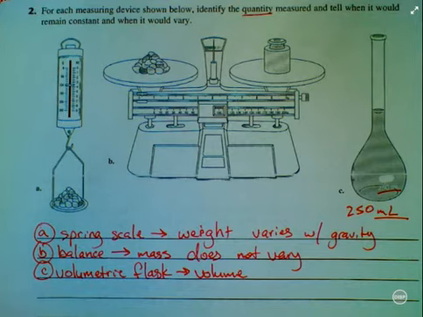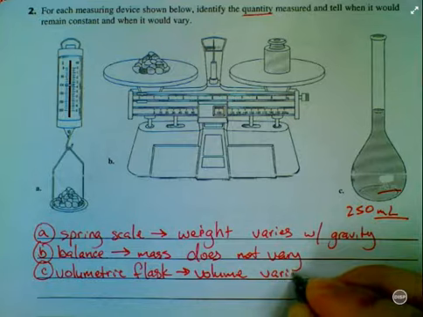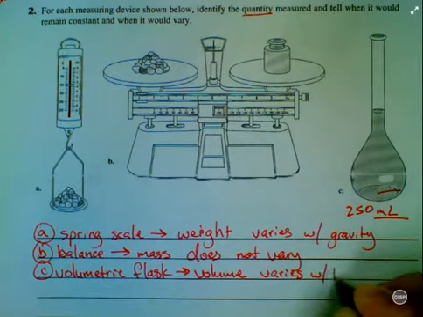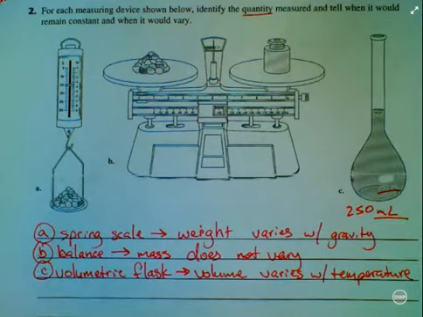Now, if you want to know when or how this volume can vary, I'll ask a very simple question. If you were to have a balloon and you were to heat up the air in that balloon, what would happen to the balloon? You would say it expands. What would happen to that same balloon if you were to take it and put it into your freezer? It would contract. And so it varies with temperature. And it's as simple as that.